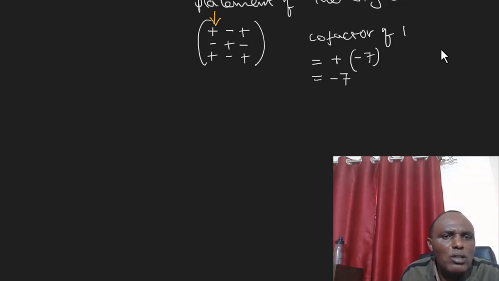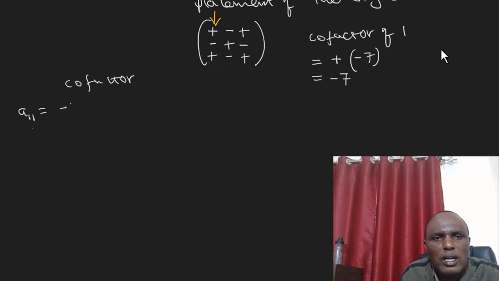Let us now go to the other elements. That is, we want the element in the first column, first row. We have seen that the cofactor here is -7. Let us now get the cofactors of the other elements.